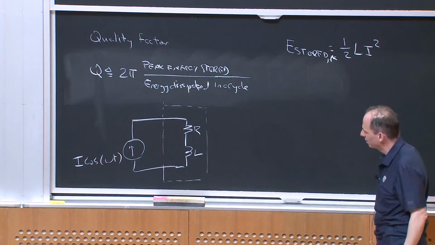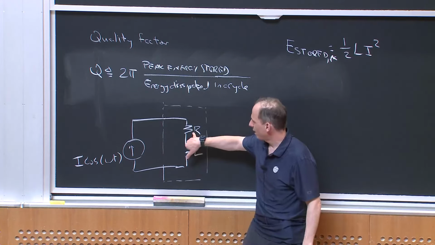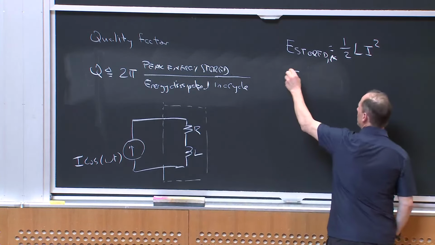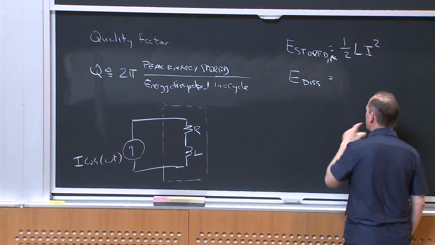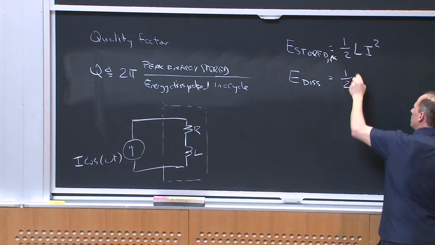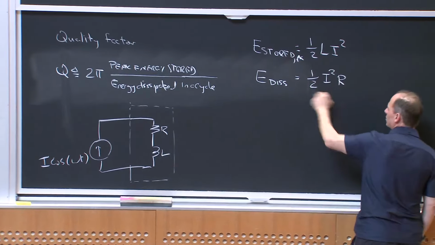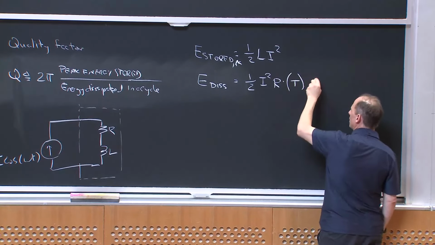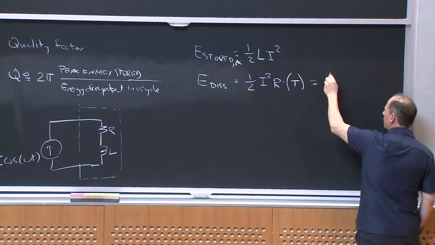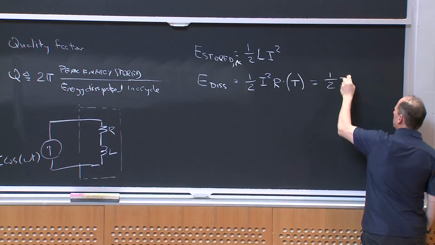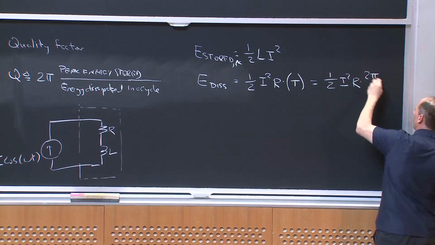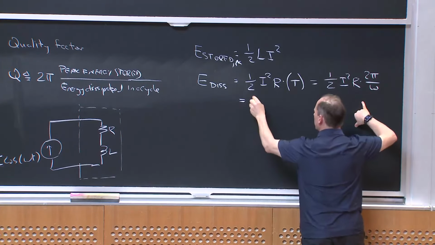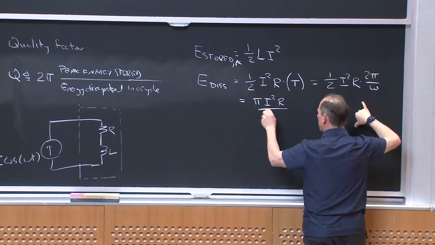How about the energy dissipated? Well, I would argue that I RMS squared R would be the power dissipated on average, right? So I could say E dissipated in one cycle could simply be the power dissipation, which is 1/2 I squared R. That's the average power being dissipated in the resistor, times the period would give me the energy dissipated, right? Which I could write as 1/2 I squared R times 2 pi over omega, which is the period. And if I rewrote that, I would get pi I squared R divided by omega.